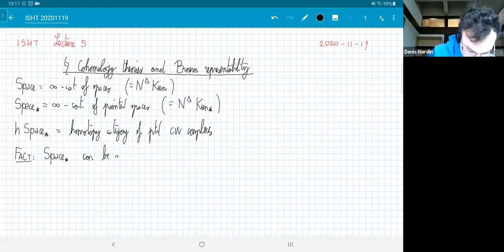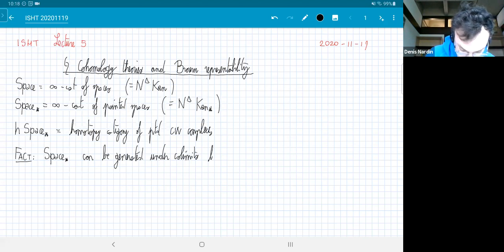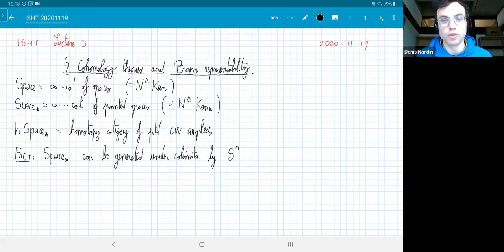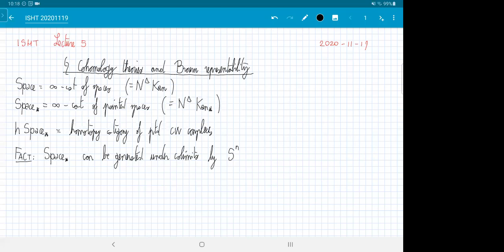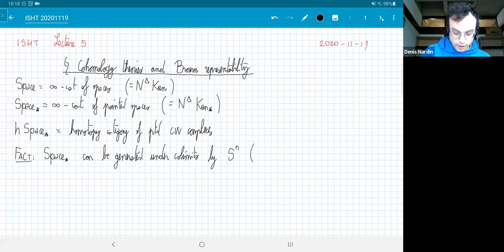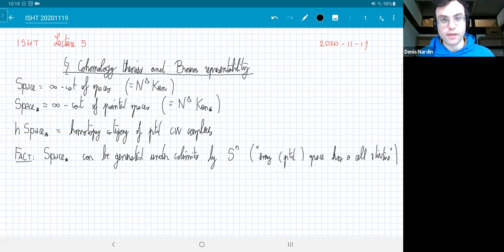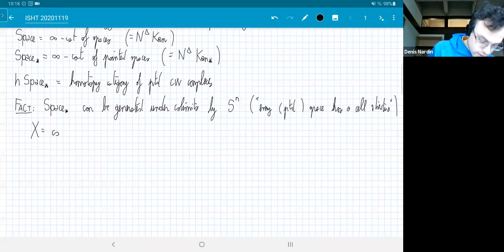can be generated, and their colimits, by spheres. When I write S^n, you can choose whichever model you want for the homotopy type of S^n. They can actually give you an explicit Kan complex model, but that's sort of beside the point. So what does this mean? It means essentially you can think of this as every pointed space has a cell structure. You can think of it, I don't know, every space X can be written as the colimit of its skeleta.